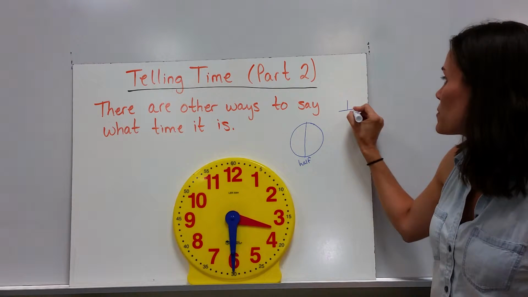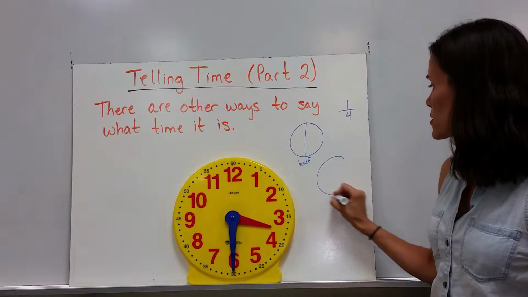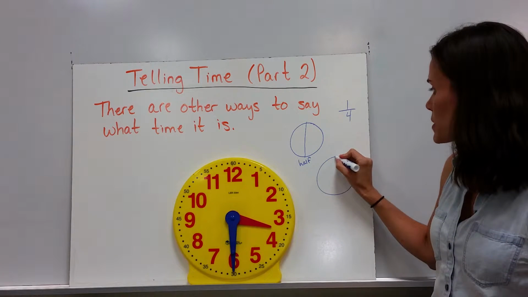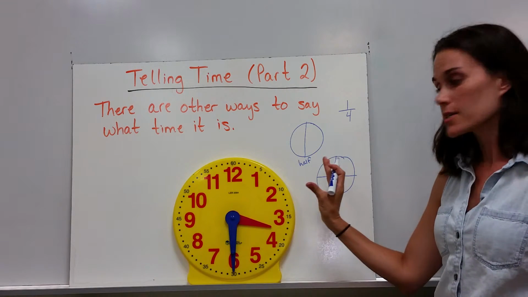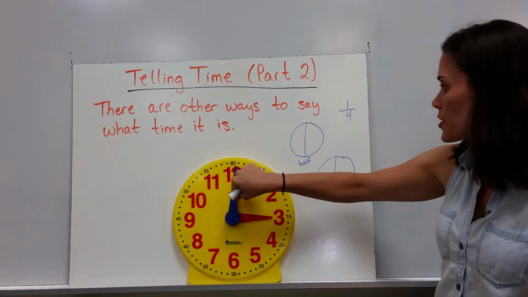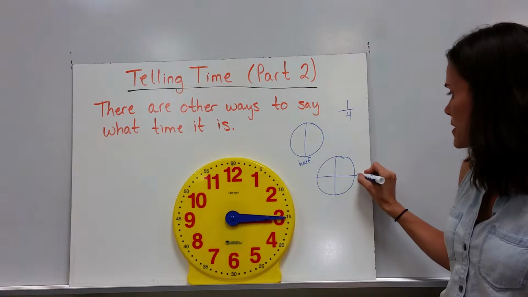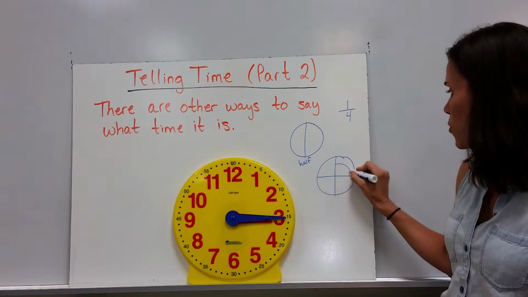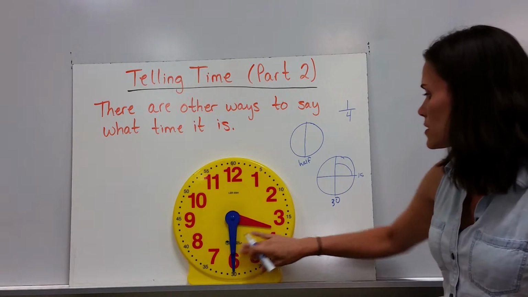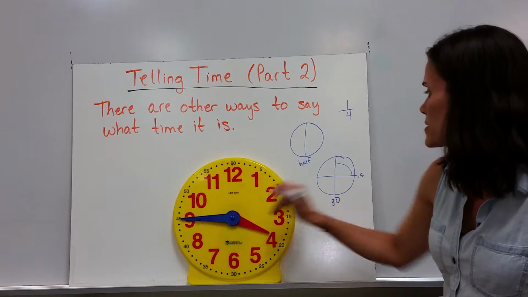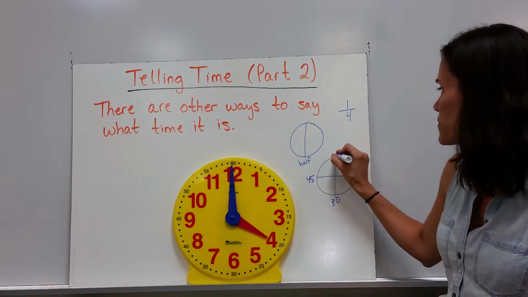1/4 can also be written like this, which is 1/4. So if we take our circle of the clock and we split it into fourths, you can see where each quarter of the clock is located. We start at 3 o'clock and we go to the first quarter. That's where the 15 is. So that's 1/4. We go another 15, that's where the 30 is. Another 15 is where the 45 is. And the last 15 is where the next hour starts.